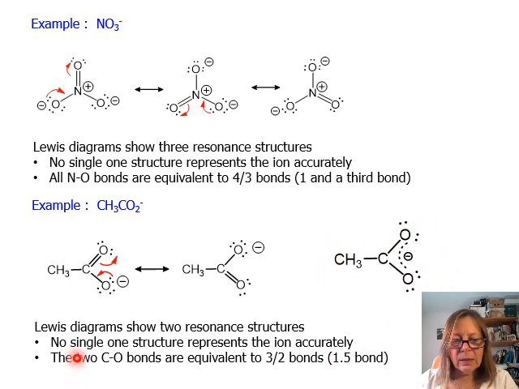No single structure represents the ion. The 2 carbon-oxygen bonds are equivalent, and we have 3 covalent bonds split over 2 elements, 2 oxygens, so they're equivalent to 3/2 bonds, or 1.5 bonds.